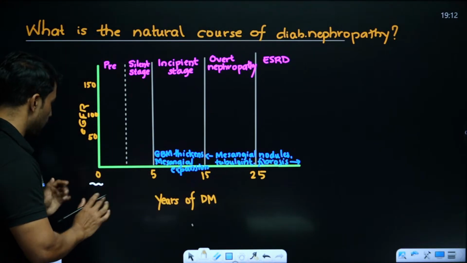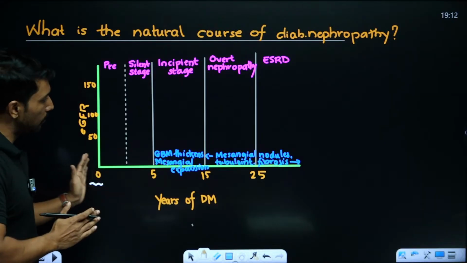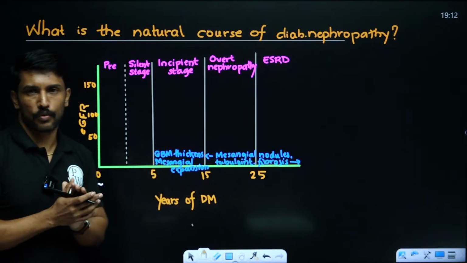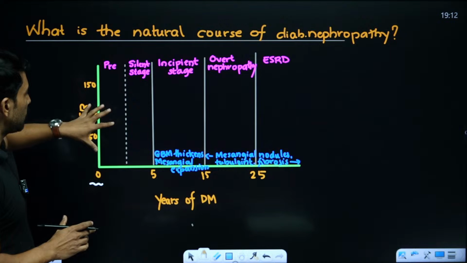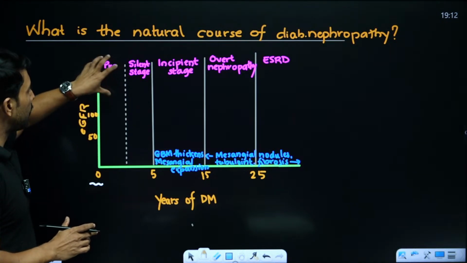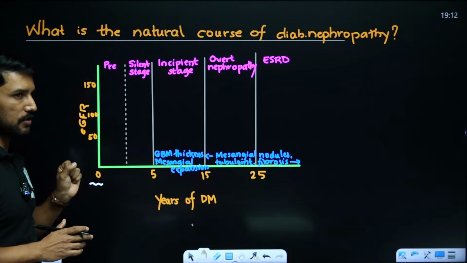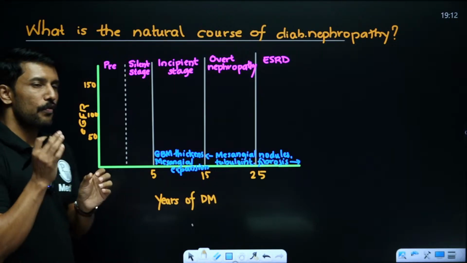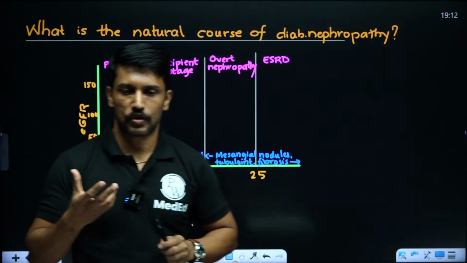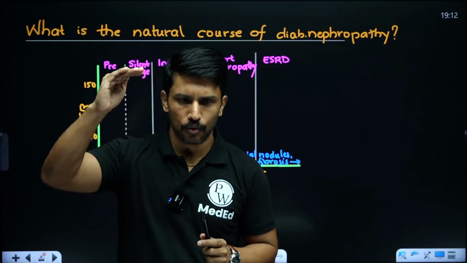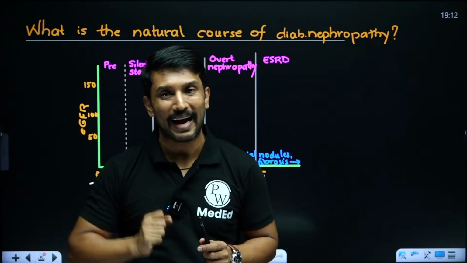So whatever it is, type 1 or type 2, we have diagnosed it. After that, how will this diabetic nephropathy progress? So please remember, the first 5 years we will divide as the pre nephropathy stage and silent nephropathy stage. What happens in this stage? We have already learned that blood glucose level is increased and it's an osmotically active substance.